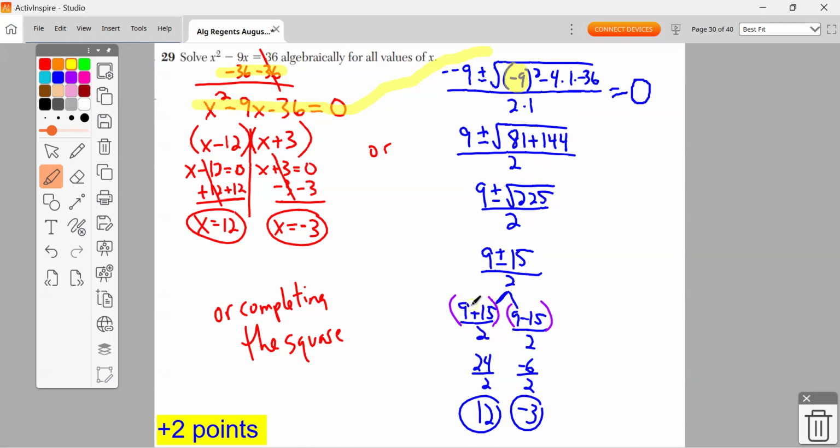If you go to type this whole thing into the calculator all at once, instead of doing the numerator separately, you have to put it inside parentheses. Look at those purple parentheses. Otherwise, it's 24 divided by 2, which is 12, negative 6 divided by 2, which is negative 3, the same thing we got there.